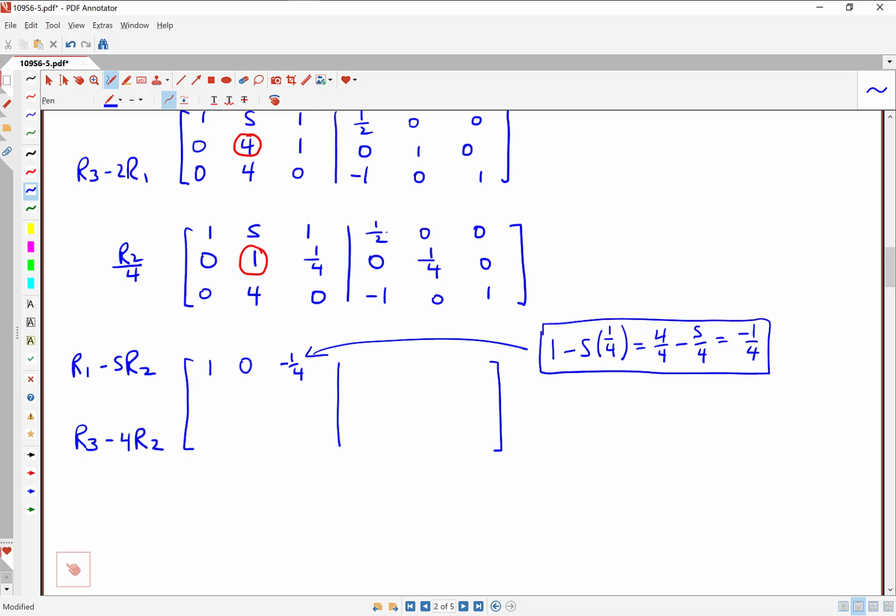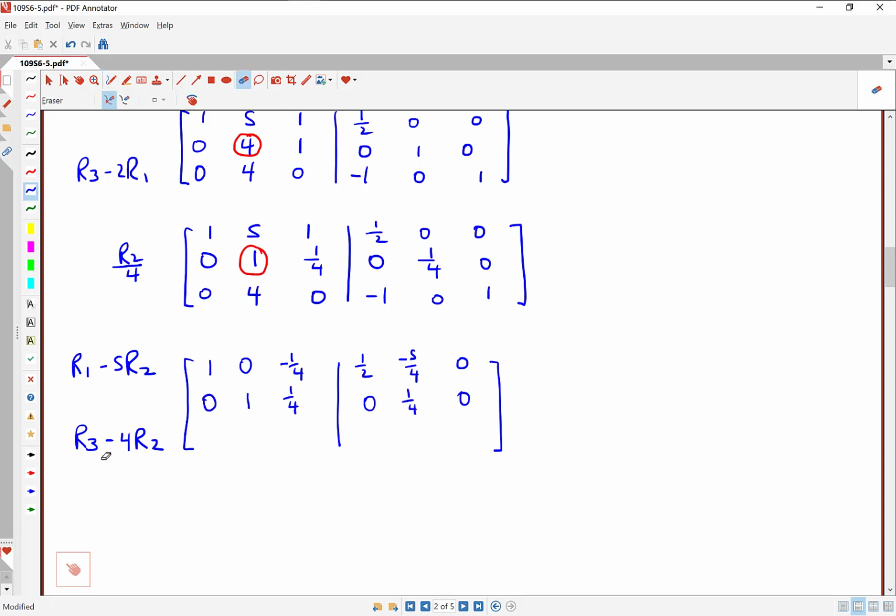Continuing across that top row, we're going to have half minus 0 is a half. 0 minus 5 quarters is minus 5 quarters, and then 0 minus 0 is 0. So that's our top row done. Middle row is not changing, so I think I'll just recopy that. And then let's work on our bottom row.